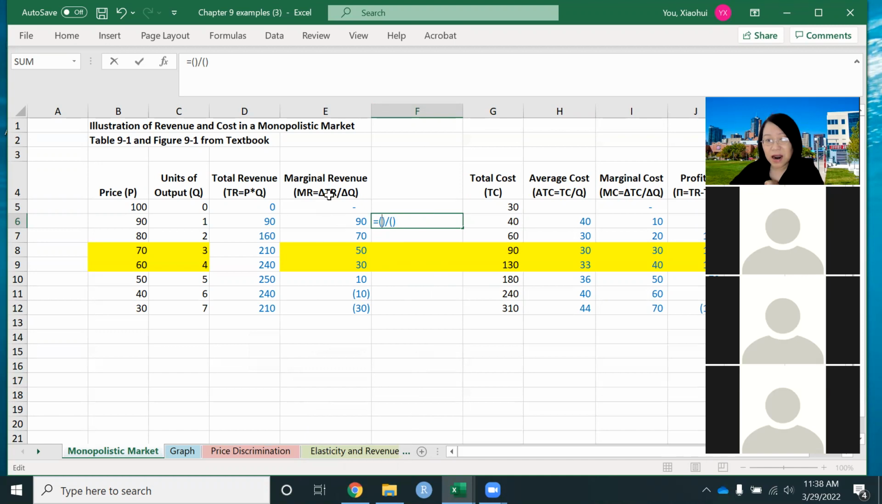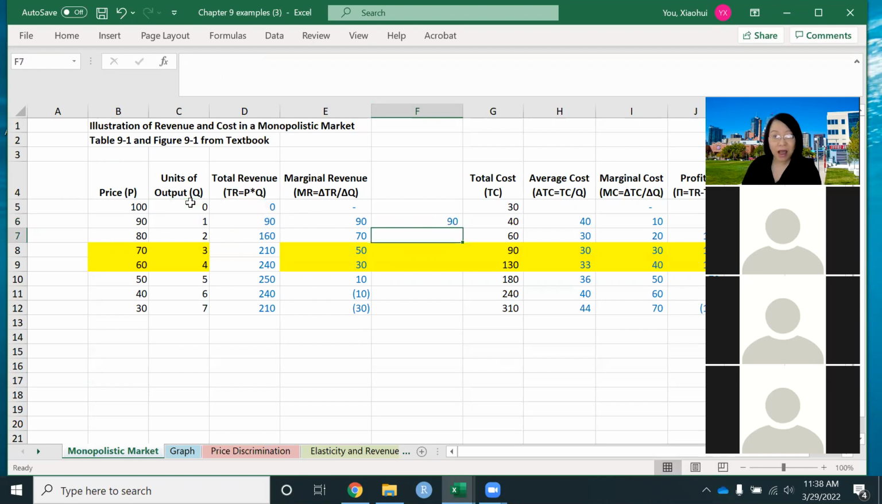I move the cursor into the first parenthesis, the numerator. The numerator is delta TR, so that's TR, current value minus previous value, right? And then you have the denominator here. We move the cursor into the denominator. The denominator is delta Q, that's Q, current value minus previous value, right? So this is the right calculation, and then enter.